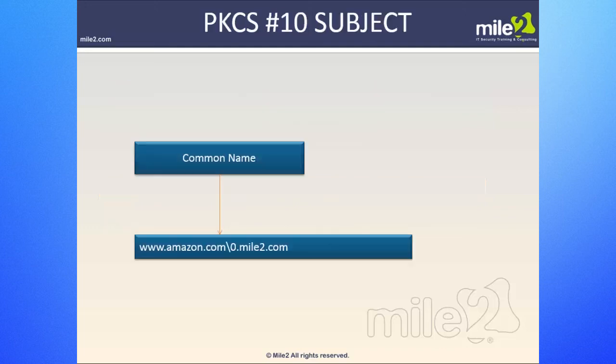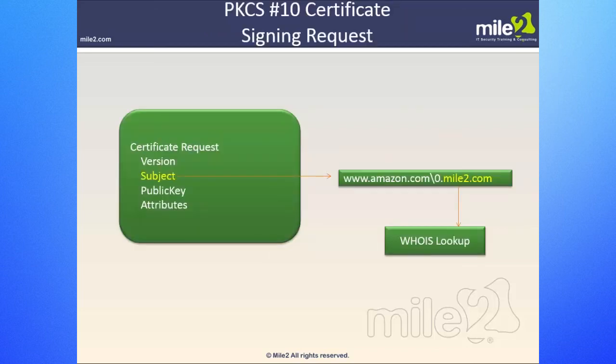So here we also see our PKCS10 subject, common name. So that's what it would look like, right? So we have our amazon.com/0.mile2.com in this particular case. Signing requests. In the eyes of most SSL implementations, the certificate is completely valid for Amazon in this case.